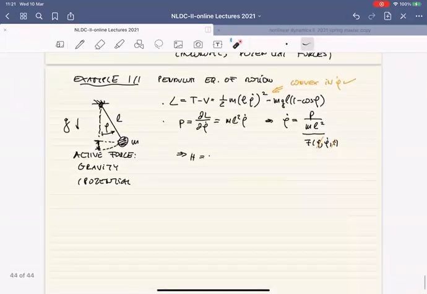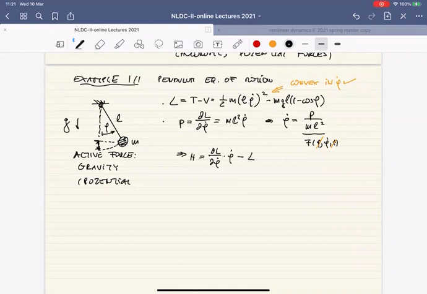This is how you get the Hamiltonian from the Lagrangian. Okay, so I need to do the dL d phi dot and multiply by phi dot and subtract L. Now I remind you that this was just P. Okay, so phi dot I already have. So the first term here is P times phi dot, but phi dot is there, so that's going to be P squared over ml squared.